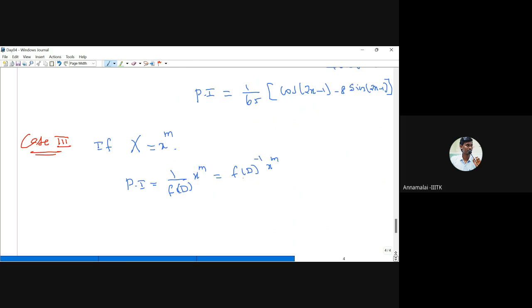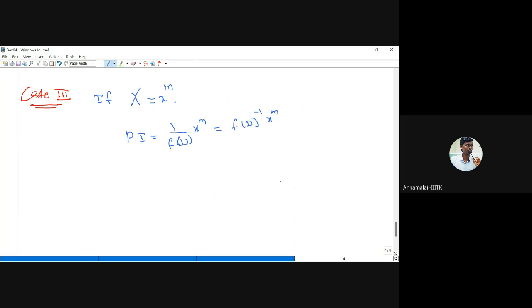Now we can expand this f of D using the formula. Then you have to apply it to x power m for each term and differentiate, and you will get the answer. For example, we solve some problems related to this. We just have to take the denominator factor to the numerator and then expand that f of D.